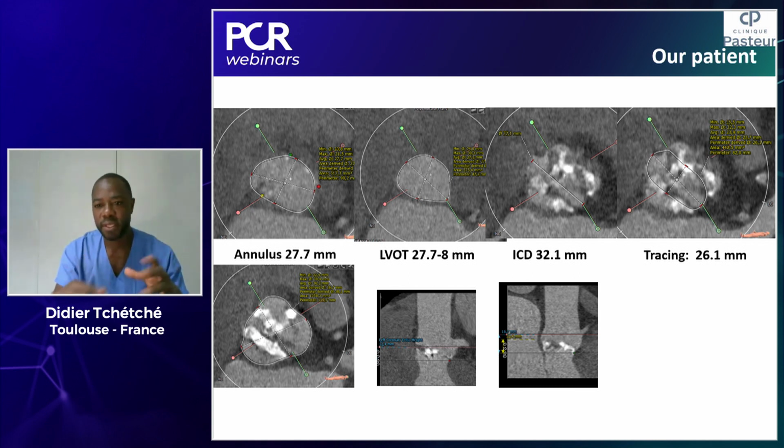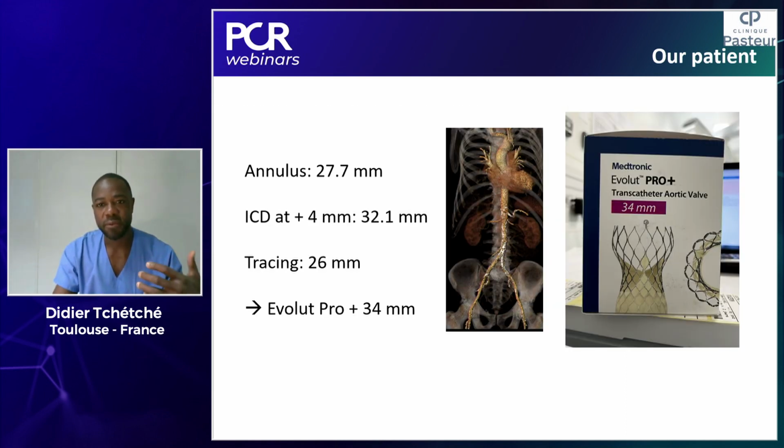The sinuses of Valsalva are quite large, and the supraannular tracing provides 26. It tells us that the device is going to reach 26 millimeters. So even if we put something that is 30 or something like that, at the end it's going to be 26. So we need to be sure that the leaflets of the device we're going to use are not going to be in a difficult configuration with flow disturbances because of the lack of expansion.